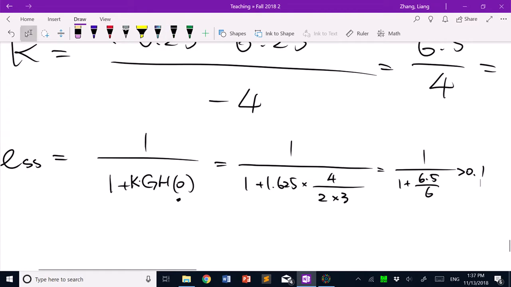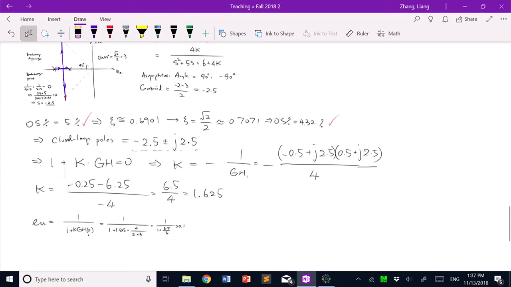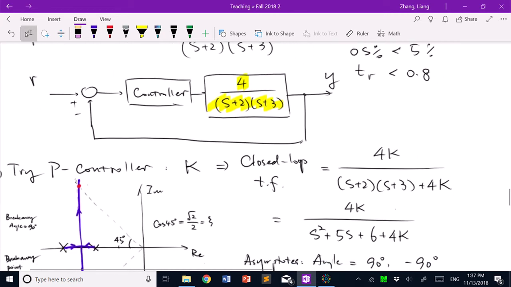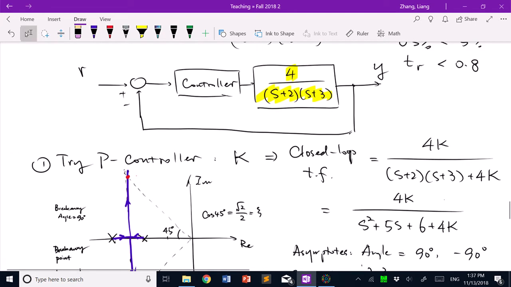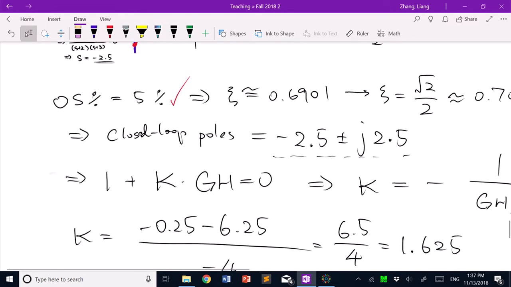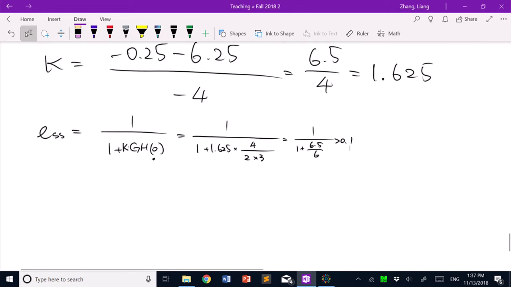And what does it mean? It means if you use a P controller in your system, okay, here we only try the P controller, then although it's possible to achieve the overshoot by choosing k appropriately, which is 1.625, this number's never going to be enough to give you a good static tracking error even to unit step input. It's going to be larger than 10%. It's actually close to 50%.